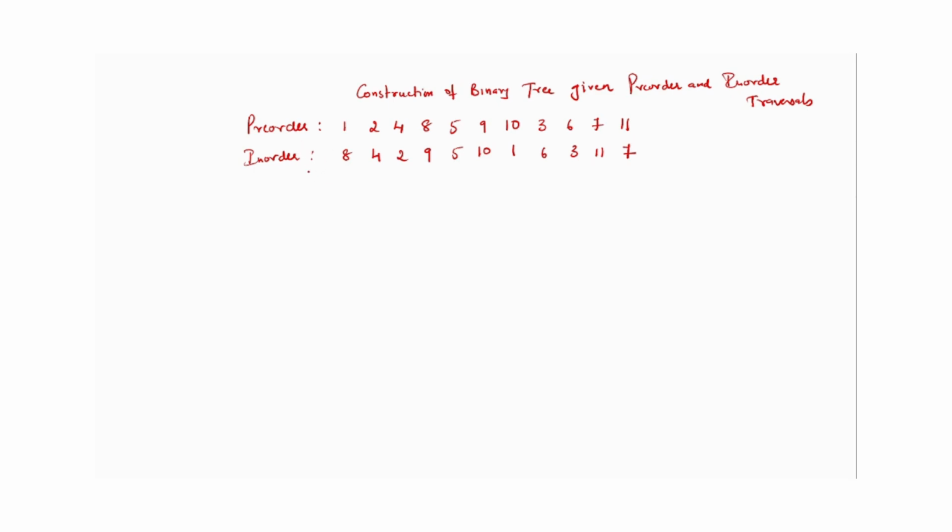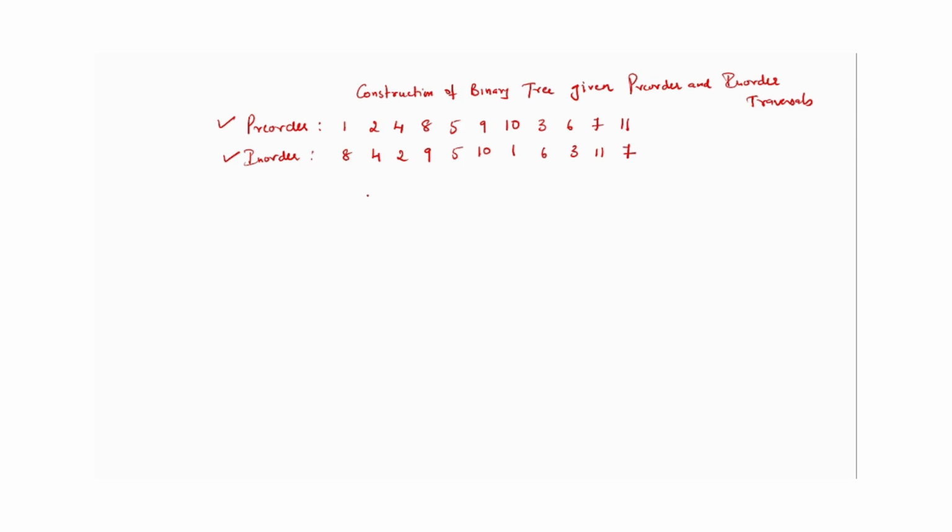Welcome back. We'll look at another problem here. We will try to construct a binary tree given pre-order and in-order traversals. In the previous video, from the binary tree, we deduced the pre-order, in-order and post-order traversals. Here, pre-order and in-order are given, and we will try to construct the binary tree. So, how do we do that?